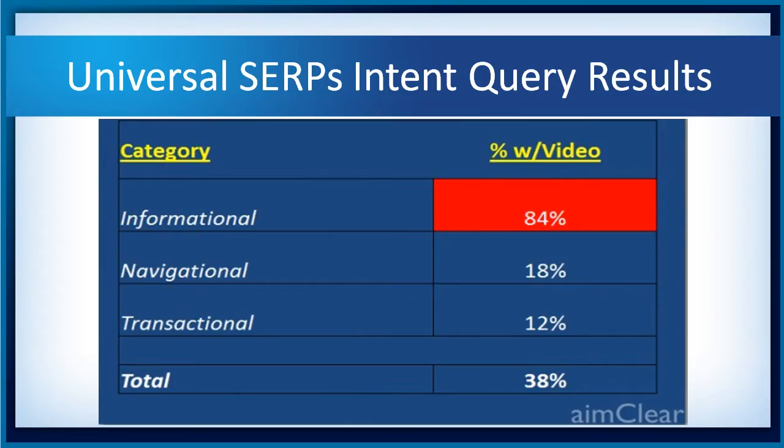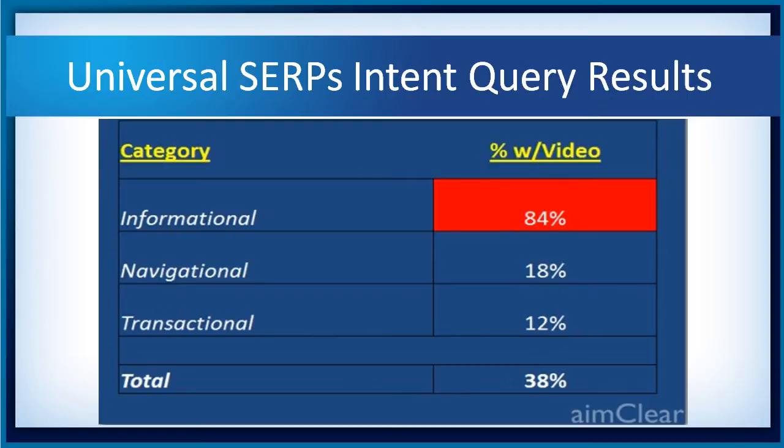Last year, AimClear did a study that looked at what kind of videos, the text under the videos, the descriptions of the videos, actually resulted in more likelihood of being found for search engine results. And far and away, informational type titles ruled the day. 84% of informational YouTube videos were found versus 18% navigational and 12% transactional.